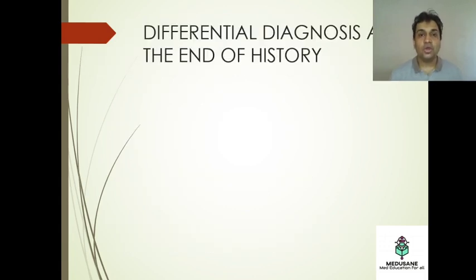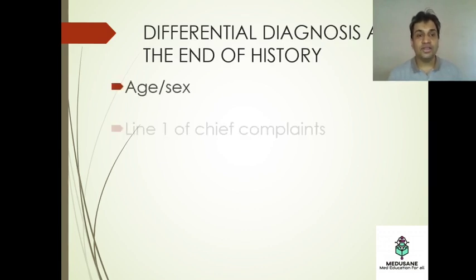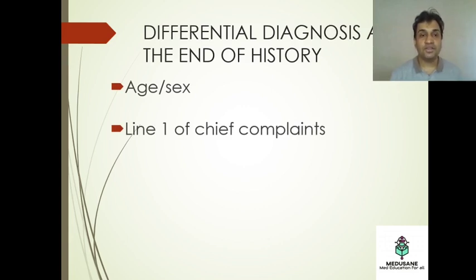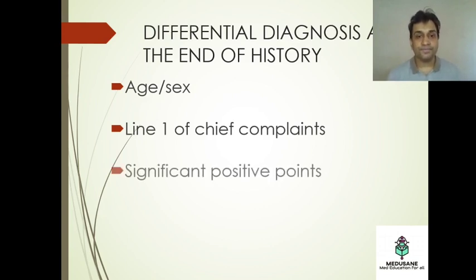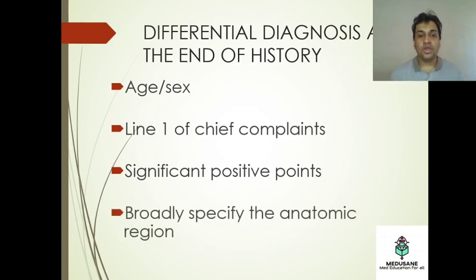So at the end of history, we can get a differential diagnosis, which is a patient of this age and this sex, such as 40-year-old male, with your first line of chief complaints, which means a 40-year-old male who suffered a road traffic accident on this day at this time. Then we quote the significant positive points in the history, such as the patient has a wound which is roughly the size of his palm on the anterior aspect of his thigh and was unable to walk, and you have to broadly specify the anatomic region, which means I suspect in my differential diagnosis at the end of history a fracture around the hip joint.